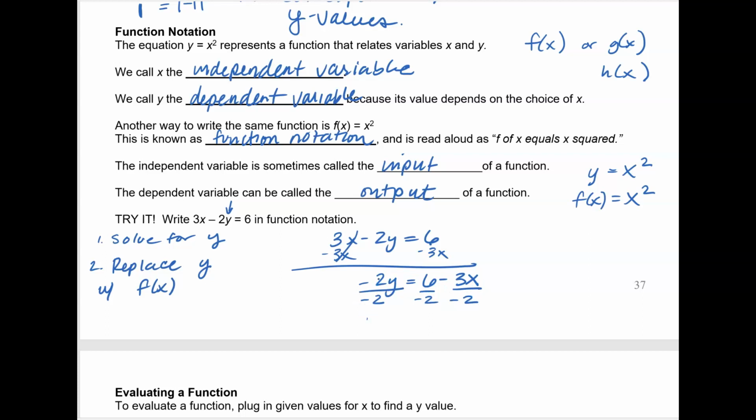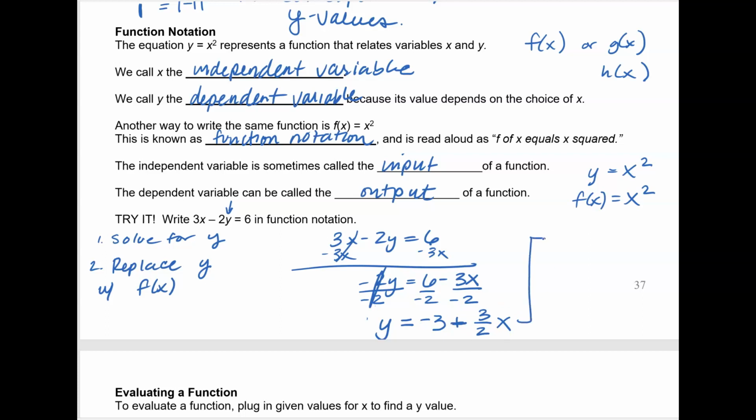So then -2 divided by -2 is 1, so I get y equals, or 1y, but I don't have to write the 1. 6 divided by -2 is -3. A negative divided by a negative changes to a positive. And then 3x over 2, I could just write 3 halves x. And so that's the equation. And if you wanted to write the 3 halves x first, you could. There's nothing that says that I have to do it in this order.